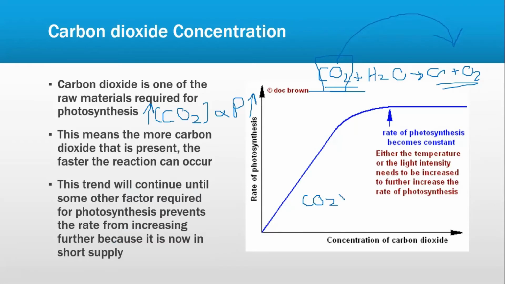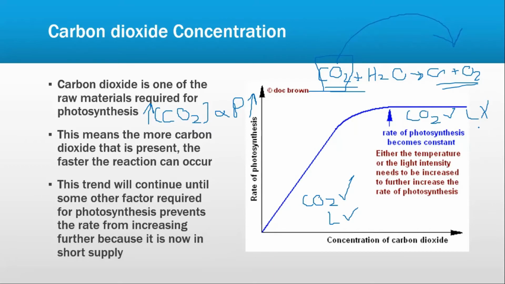I have CO2 over here, and I also have light present. At this point, the graph levels off because I still have CO2 present, but some other factor, for example, light intensity, is now not available. Hence, the rate of photosynthesis becomes constant. Either the temperature or the light intensity needs to be increased to further increase the rate of photosynthesis.